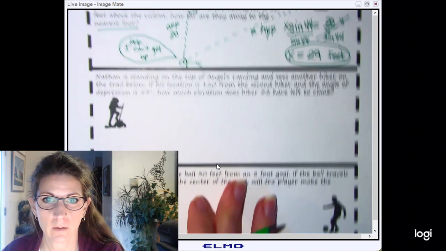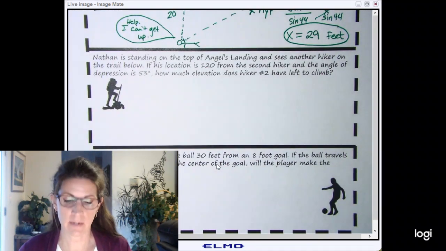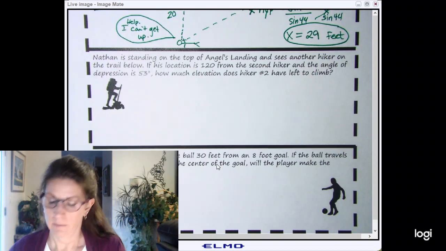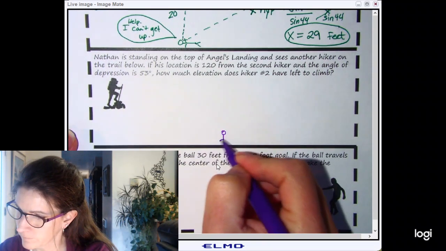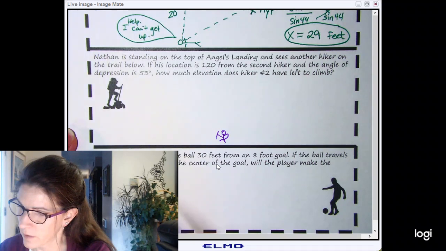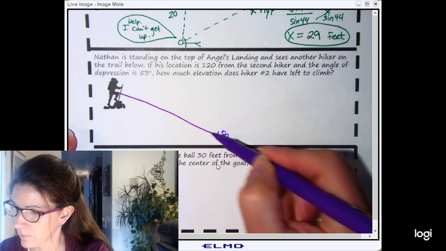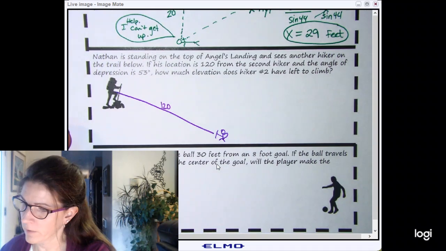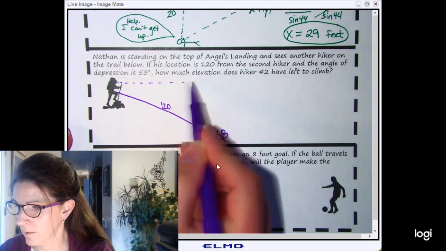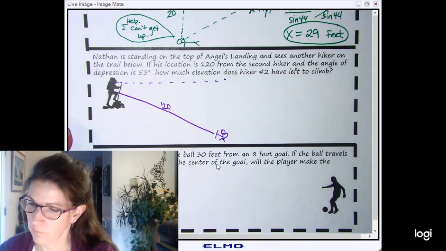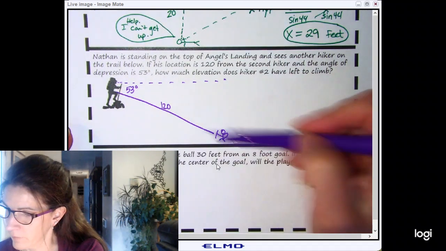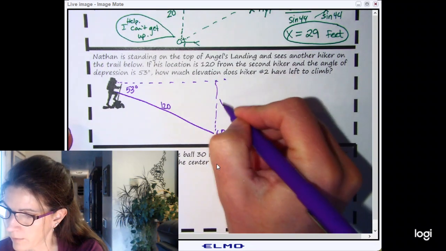Okay. Let's go on. Nathan is standing on the top of Angel's Landing. He sees another hiker on the trail below. All right, here's hiker number 2 with his walking stick and backpack. Let's see. His location is 120 feet from the hiker, and the angle of depression. So how do we figure out angle of depression? Oh yeah, we look straight ahead and we look down. And the angle of depression is 53 degrees. How much elevation does the hiker have left to go? So we're looking at this part right here.